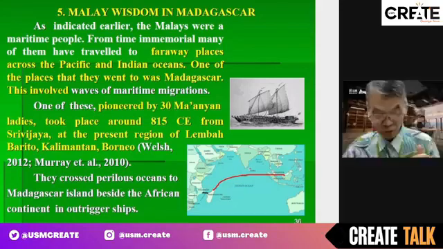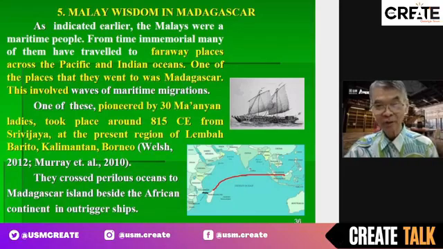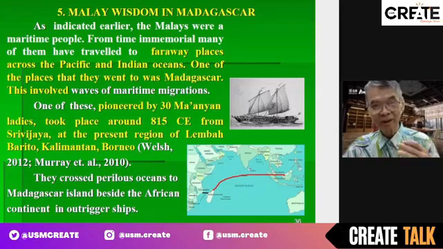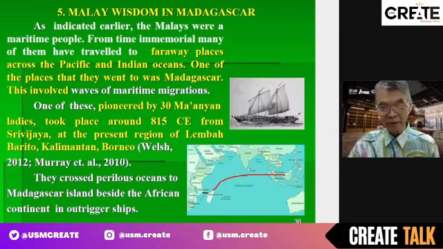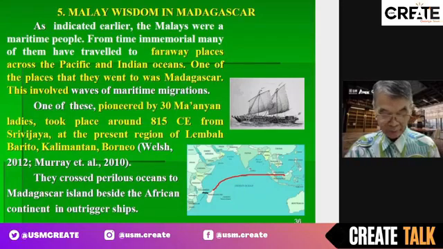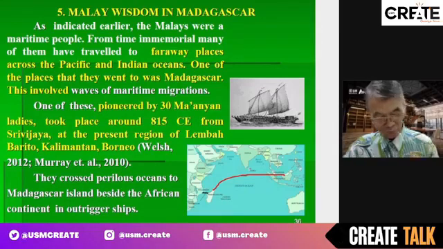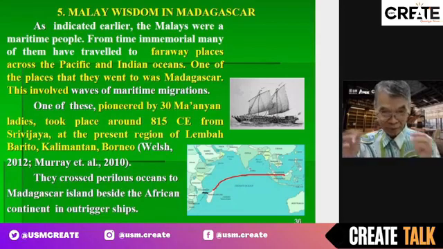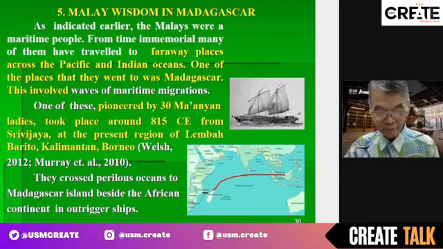They started from the present region of Lembah Barito, Kalimantan, Borneo. Kalimantan now happens to be part of Indonesia. That time there was no such thing as Indonesia. That time was only the Malay land. This could be found in Wales, 2012, but two years earlier in Murray et al., 2010. They discussed very clearly about the 30 pioneering Ma'anyan ladies.